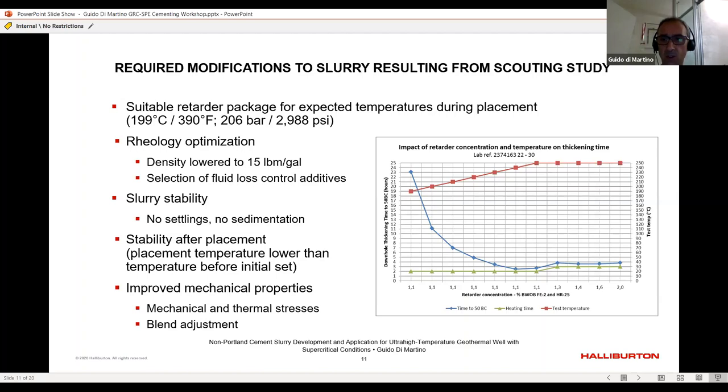Pre-job circulation was required to achieve an artificial bottom hole circulating temperature so that the cement slurry was not exposed to temperature above that value during placement. For risk assessment, sensitivity tests were run up to 220 degrees Celsius.